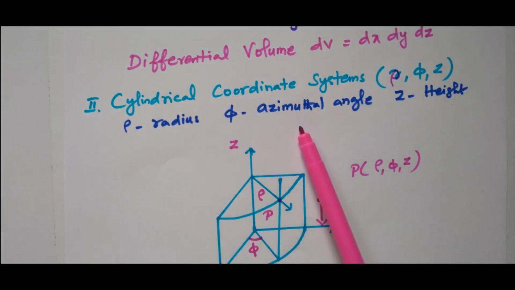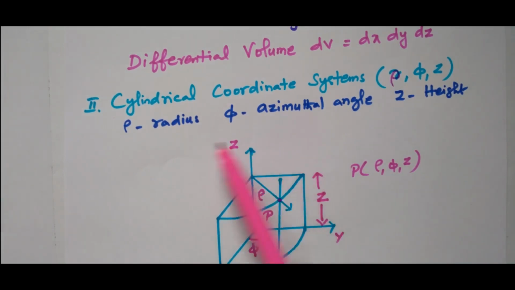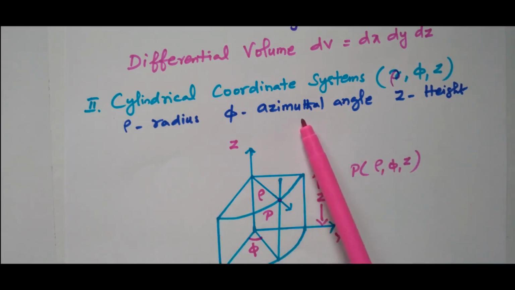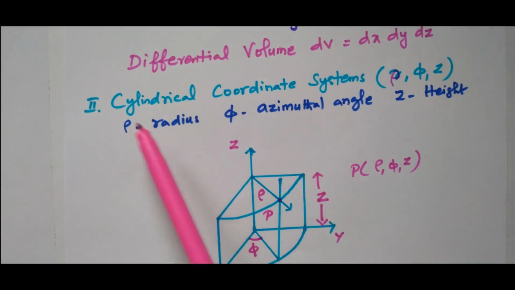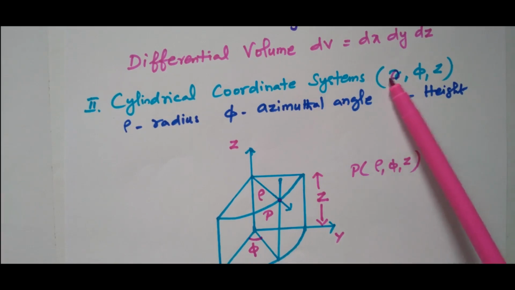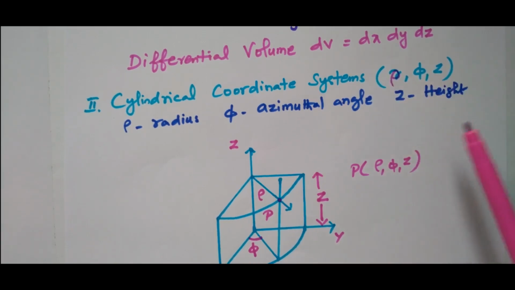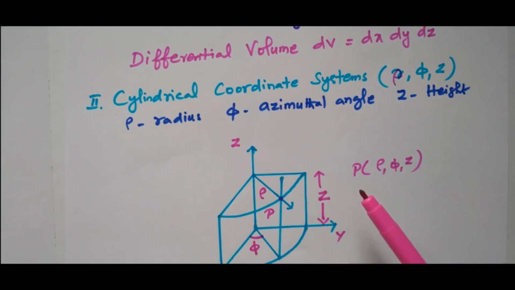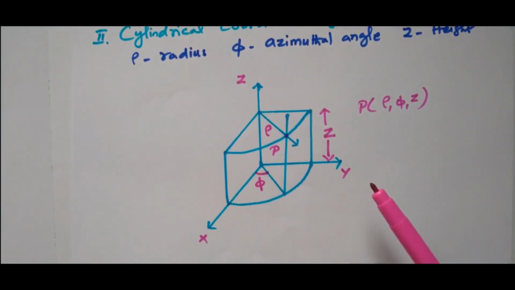In the previous system, all three are length parameters, right? Here we have two lengths and one angle. If you want to represent any system with two lengths and one angle, we can use this cylindrical coordinate system, represented by rho, phi and z, so that we can represent the system with two lengths and one angle.